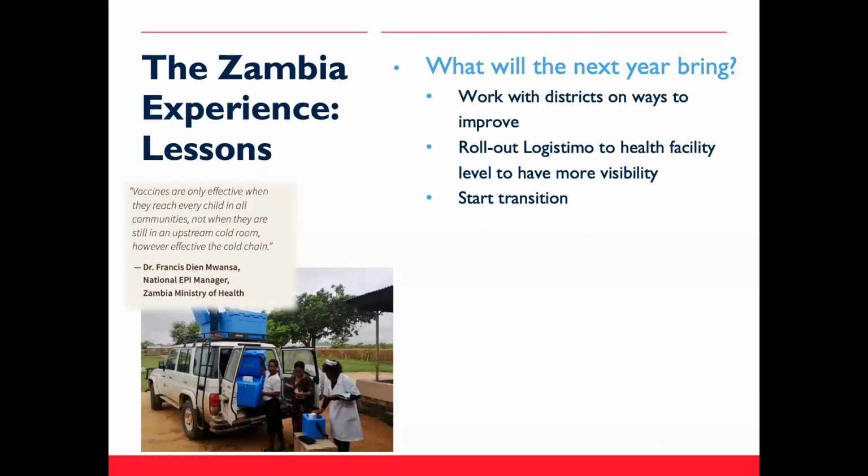Yes, I think just a few reasons for being excited, early on in implementation, about how we're seeing things progress is to see what districts are coming up with for improvement themselves. And I'm quite excited about that. Then we're going to be rolling Logistimo, an electronic supply chain software, down to the health facility level. And I think that will also help with some of the data management issues that we have seen in the immunization supply chain. And then also just to work with them to figure out how we can start some of this transition, the earlier the better, and look at how we can support that process and help come up with ideas and solutions.